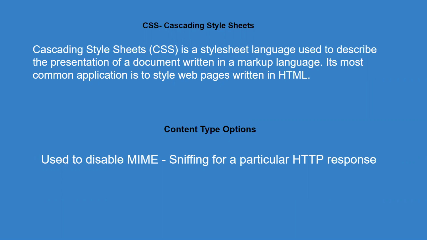Next comes the cascading style sheets. These sheets are used to describe the presentation of a document written in HTML language. Its most common application is to style the web pages that are written in HTML. It's just like putting color, background, adding extra accessories to the HTML web pages. And next comes the content type options. It is used to disable MIME sniffing for a particular HTTP response.